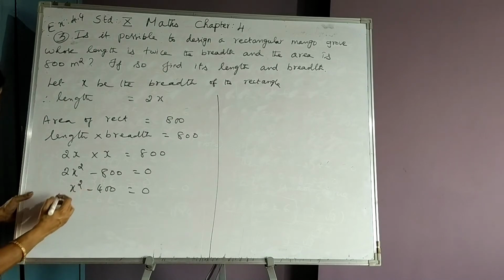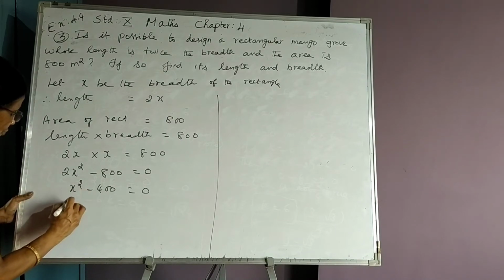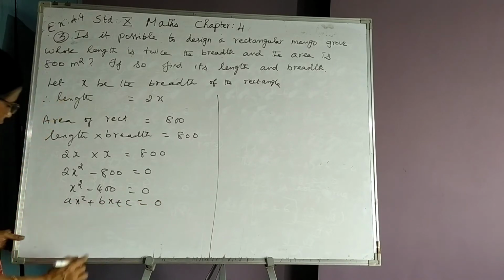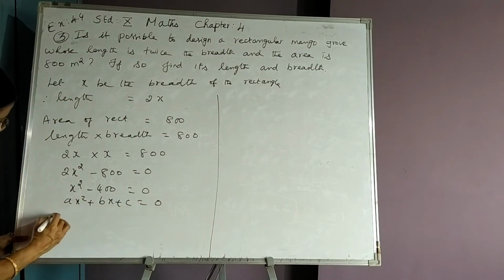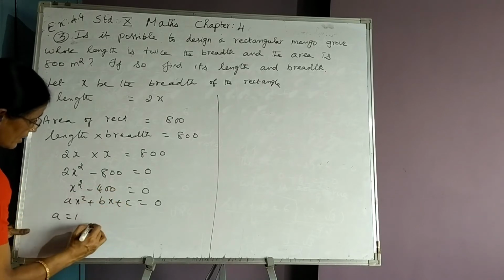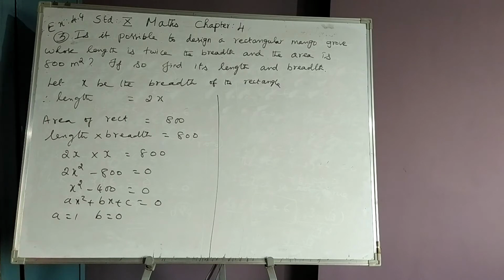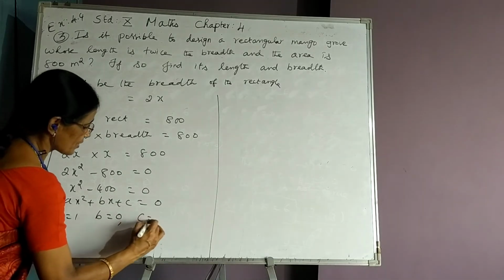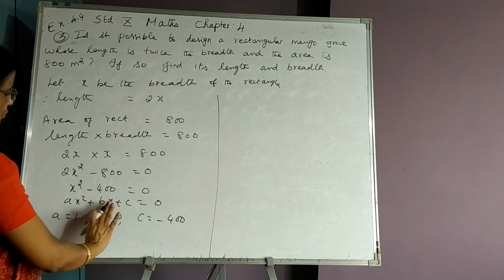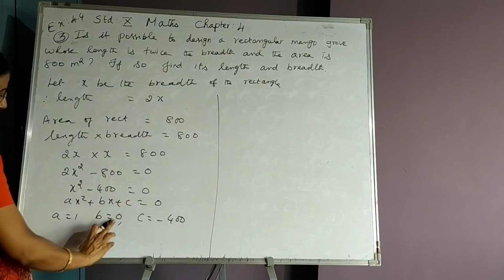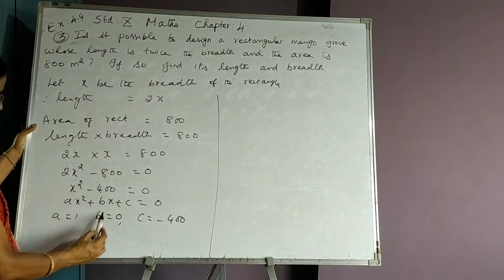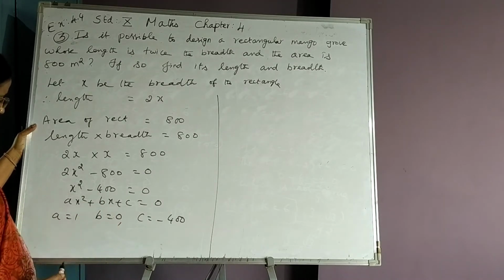The x² term is there, so it is of the form ax² + bx + c = 0. What is the coefficient of x²? a is equal to 1. The x term is not there, therefore what is the value of b? b is equal to 0. And what is c? c is equal to minus 400. So, except the x² term, if any term is missing, remember, we have to take its coefficient equal to 0. Here the x term is missing, therefore I have taken b equal to 0.